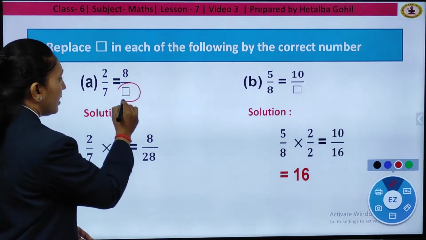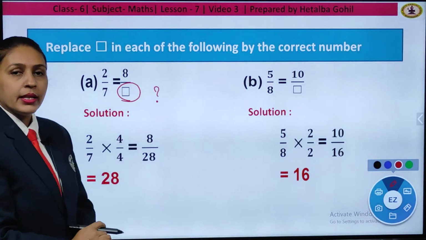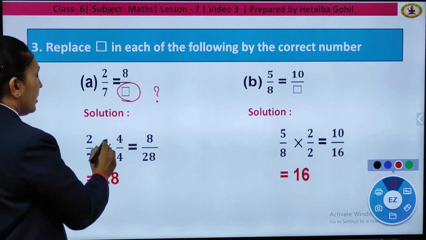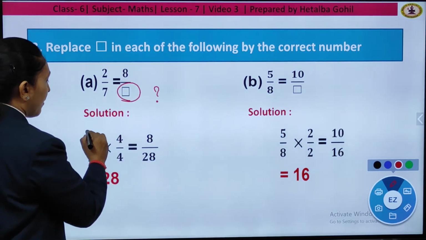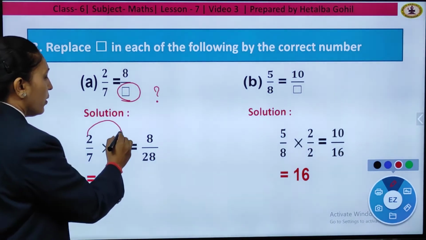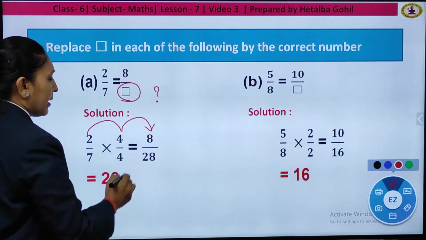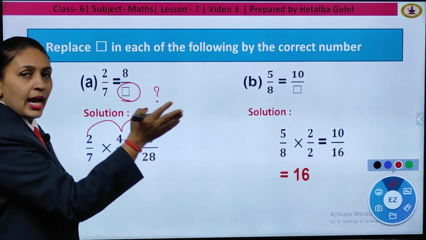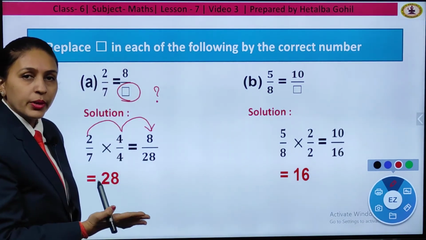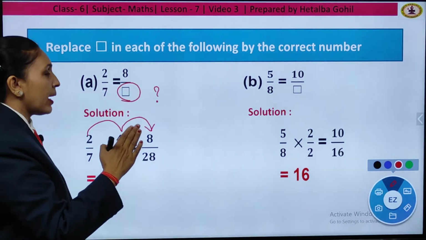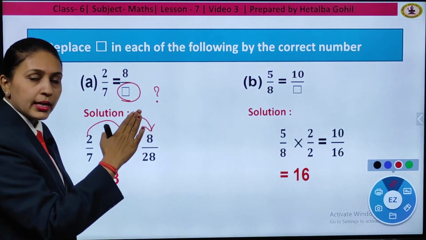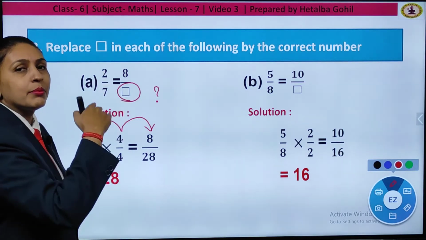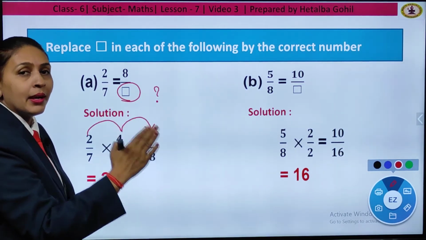That means we have to find which number will be coming in the denominator. Now children, here 2 and 8. You can see, if I multiply 4 with 2, I am going to get 8. That means children, whichever number is given to you on the other side, either in the numerator or in the denominator, you have to take the judgment according to that particular number, whether which number is multiplied or which number is divided to that particular number.